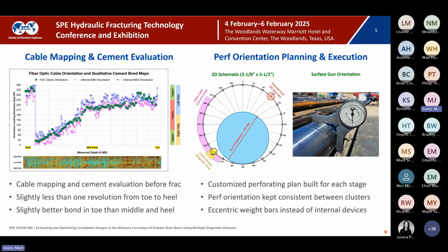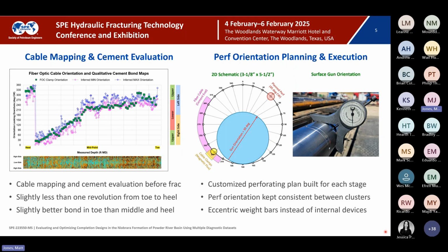That being said, our experience with permanent fiber optic projects is largely based on the use of eccentric weight bars. Main reason for that is it gives you more QA/QC opportunities on surface when the guns are set up and run down hole. You're able to visibly see where your perforations are oriented relative to the tops of your eccentric weight bars. So there's a little bit more control in that regard.